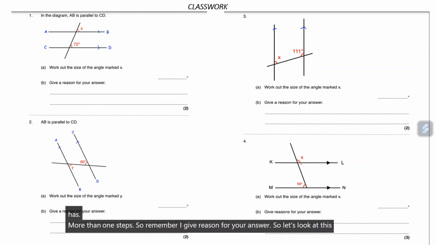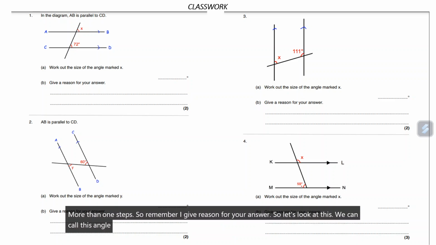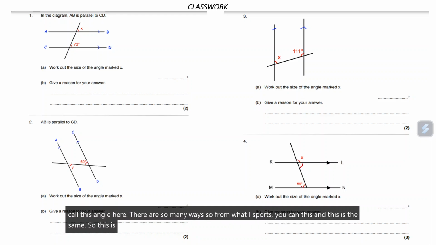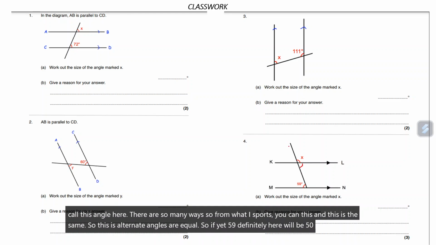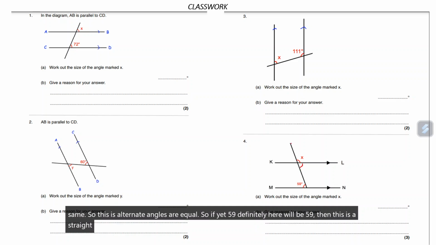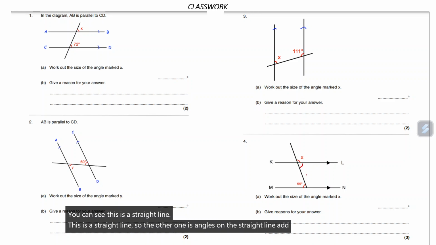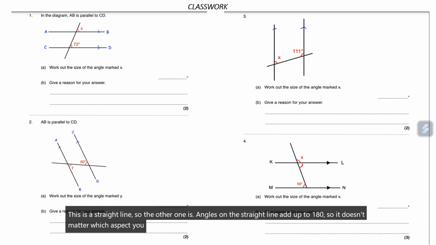We can call this angle here. There are so many ways. From what I spot, this and this are the same, so alternate angles are equal. If here is 59, definitely here will be 59. Then this is a straight line, so the other one is angles on a straight line add up to 180. It doesn't matter which approach you follow, you get the same answer.